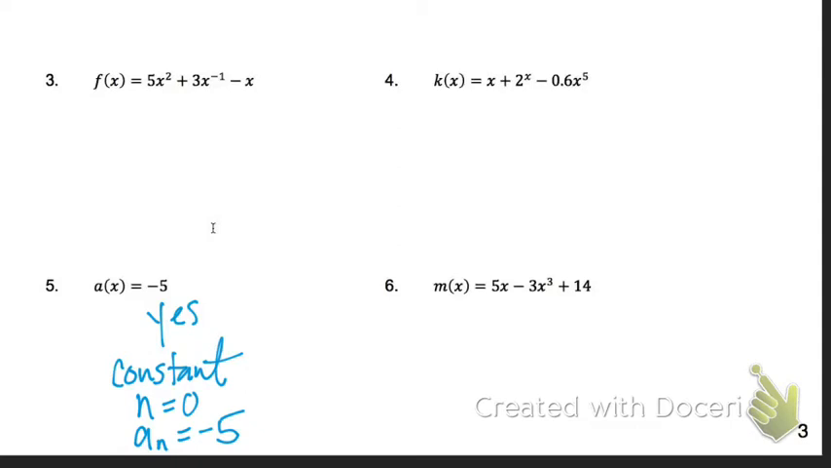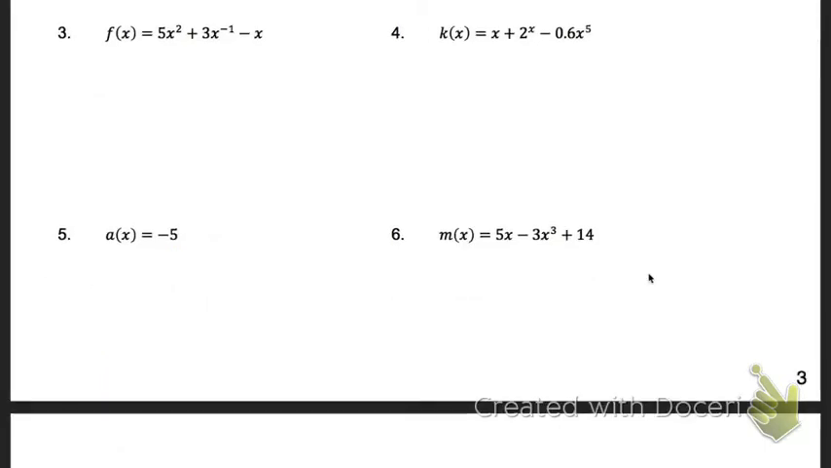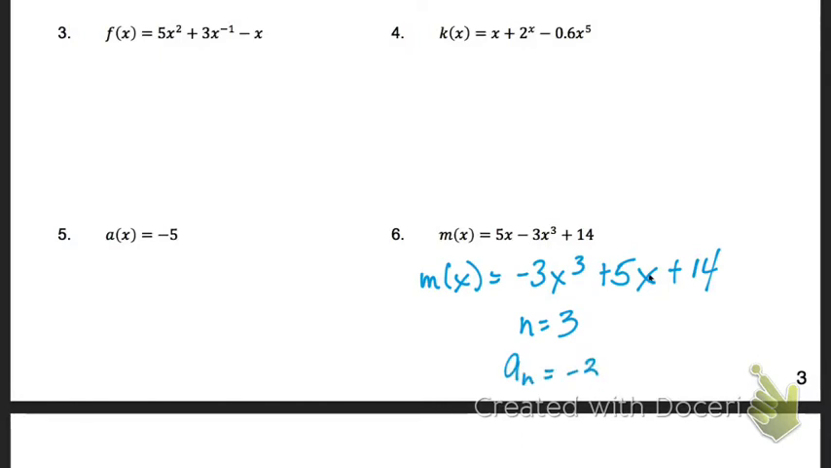Okay, lastly, try number 6 on your own. Put it in standard form, state the degree, leading coefficient, and then the name for it. For standard form, you should have gotten -3x cubed plus 5x plus 14. The highest degree is 3. The leading coefficient is -3, and it was a cubic function.